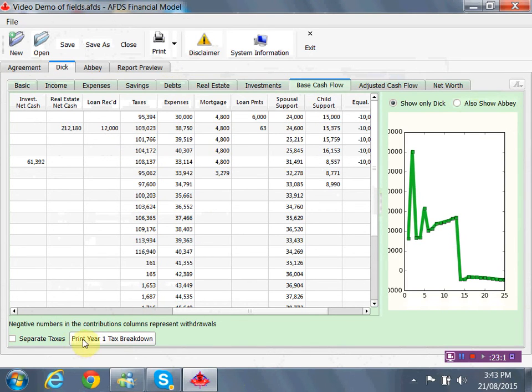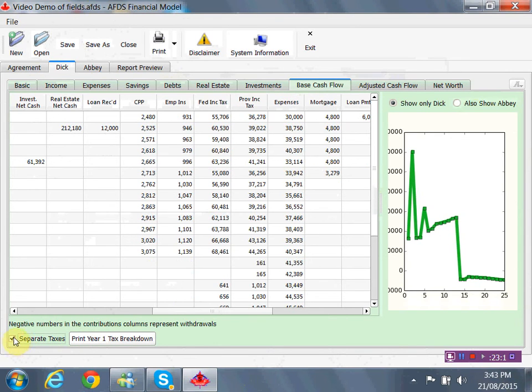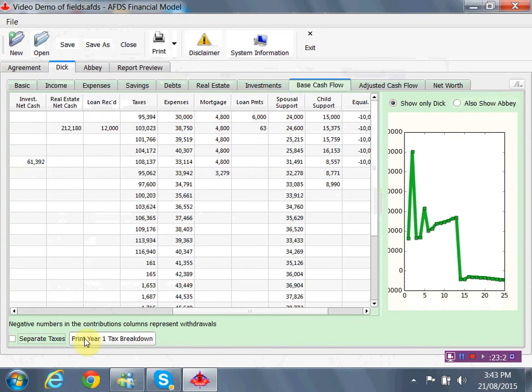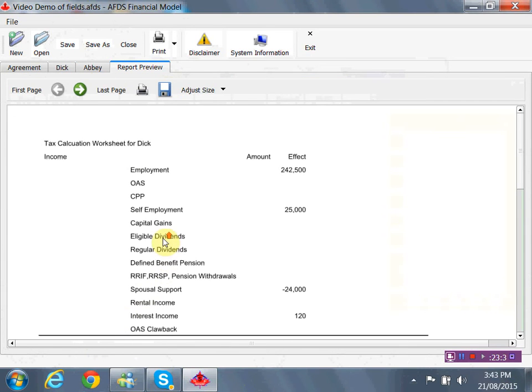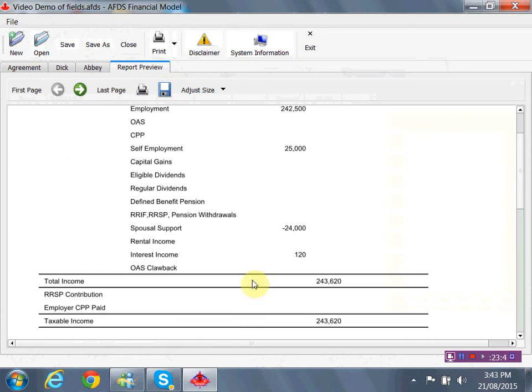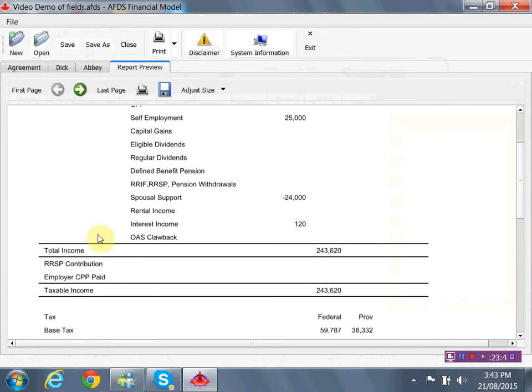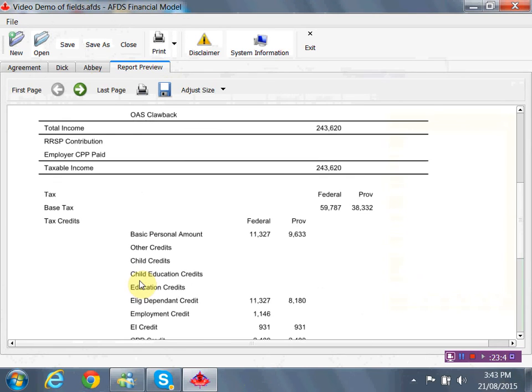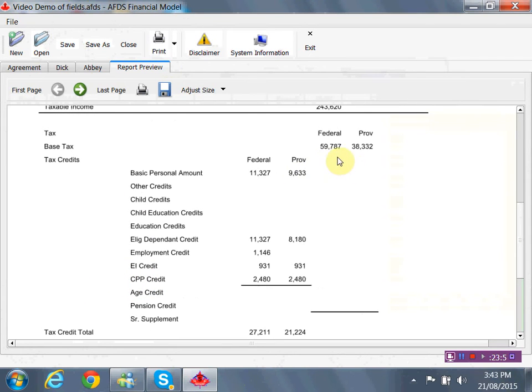And if you want to, there's a couple things you can do. You can do separate taxes, and then it'll actually show you the CPP, the EI, federal and provincial taxes. The other thing you can do is print a one-year tax breakdown. And what that does for you is it shows you his situation on a calculation sheet. So it shows the employment, self-employment, his spousal support, and that sort of thing. So that's his total income. If he had made an RRSP contribution, we would have identified that. Then this is the expected taxes.